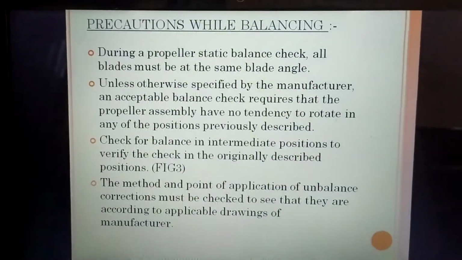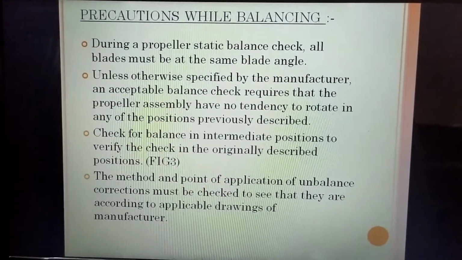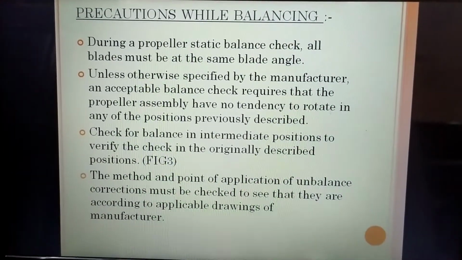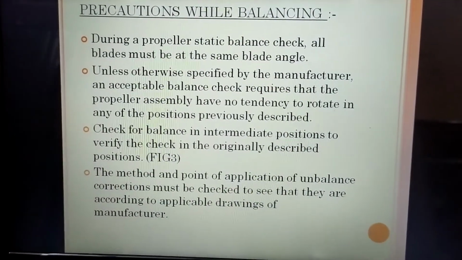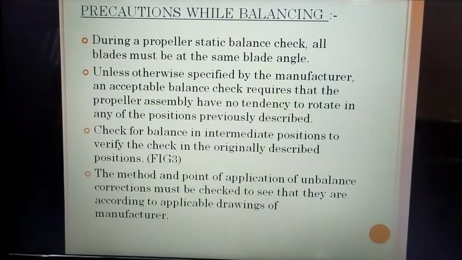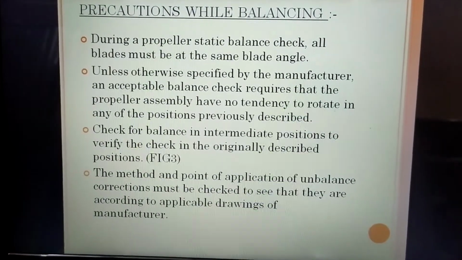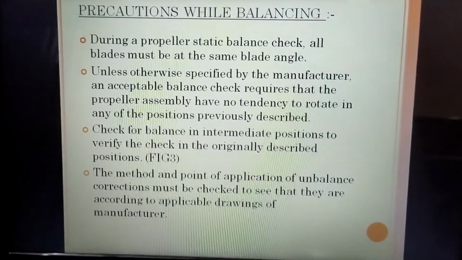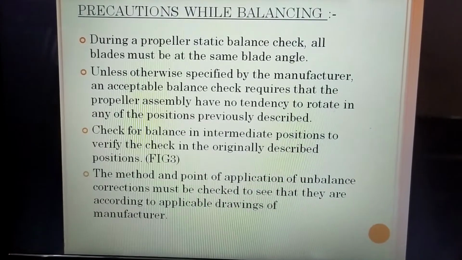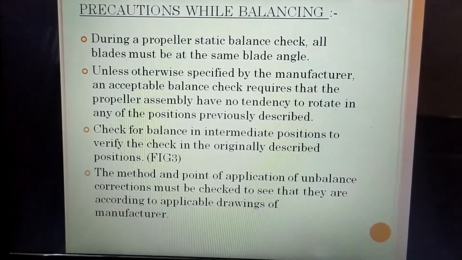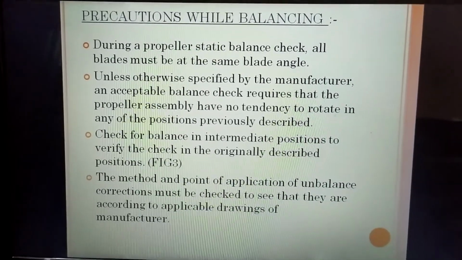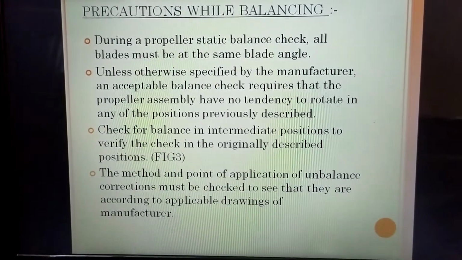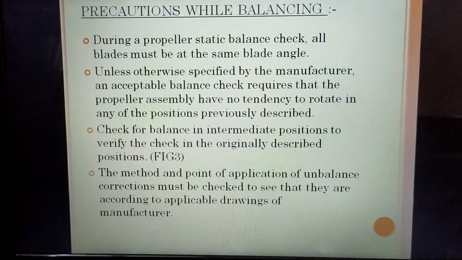Precautions while balancing: during the propeller static balance check, all the blades must be at the same blade angle. Unless otherwise specified by the manufacturer, an acceptable balance check requires that the propeller assembly have no tendency to rotate in any of the positions previously described. The procedure will be as specified by the manufacturer, and we can only change a procedure according to the manuals. Check for balance in intermediate positions to verify the check in the originally described positions.